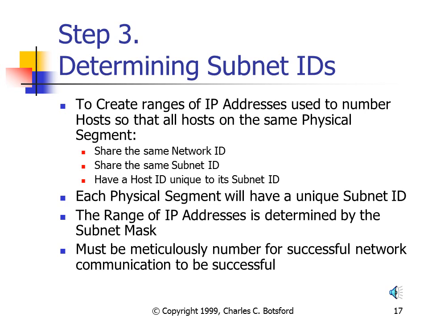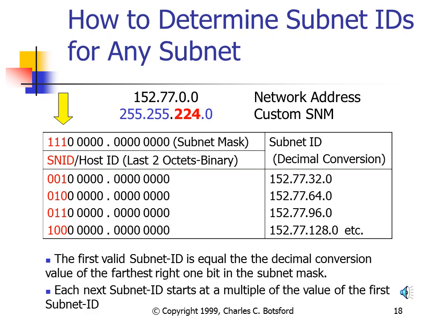Now each physical segment will have a unique subnet ID, and the range of IP addresses in each subnet will be determined by the subnet mask. And it's an important point to make that we just can't use any IP addresses when we set up our networks. When we do custom subnetting, we must meticulously number the networks in order for network communication to be successful. There is a short way to determine the subnet IDs for any custom subnet mask.